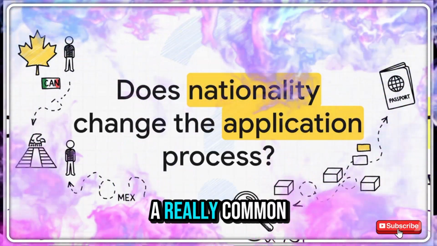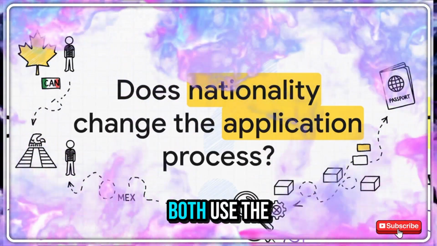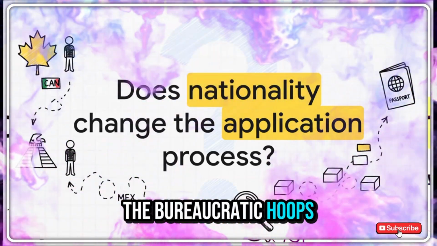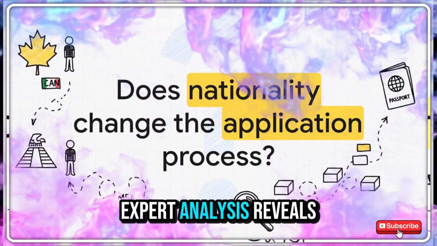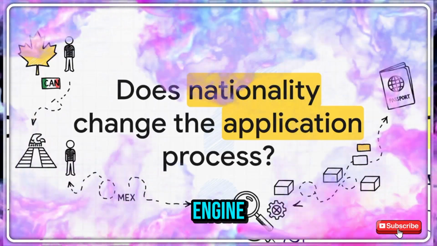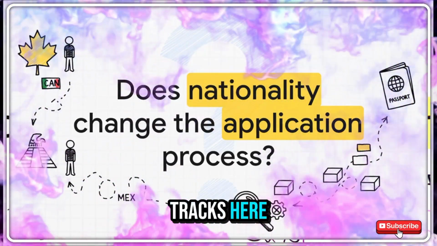A really common assumption is that, well, because Canadians and Mexicans both use the exact same TN visa label, the bureaucratic hoops they jump through must be identical, right? Actually, expert analysis reveals that's completely false. The underlying processing engine practically splits into two entirely separate operational tracks here.